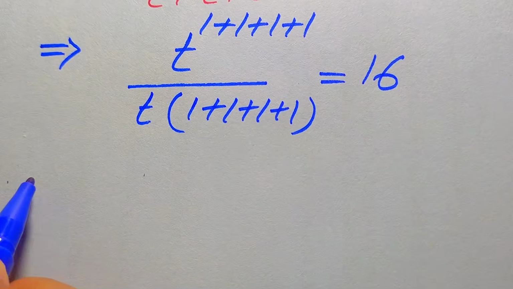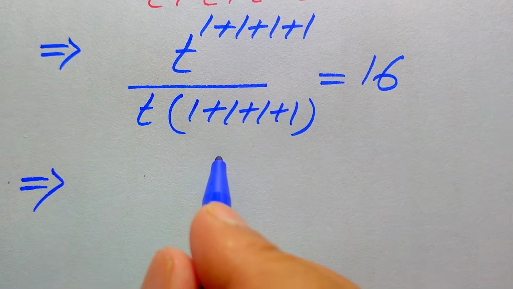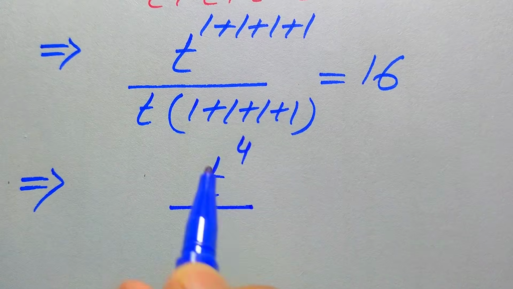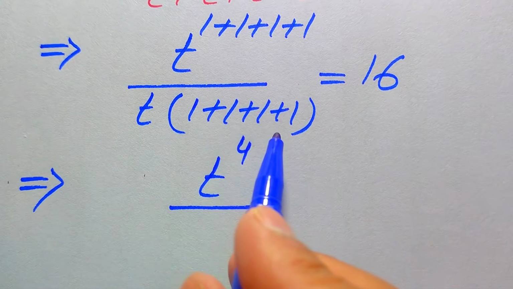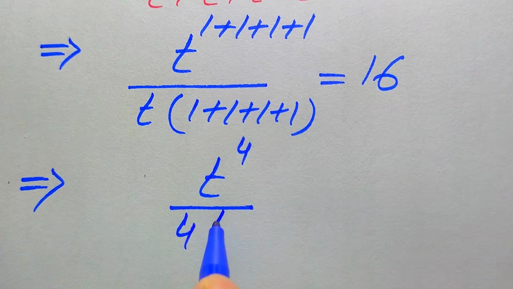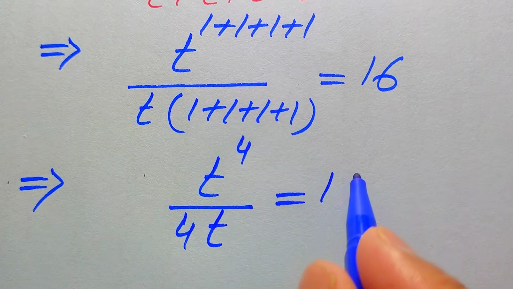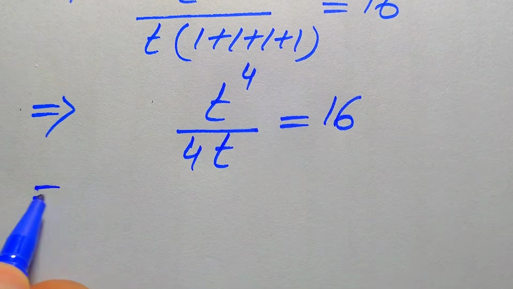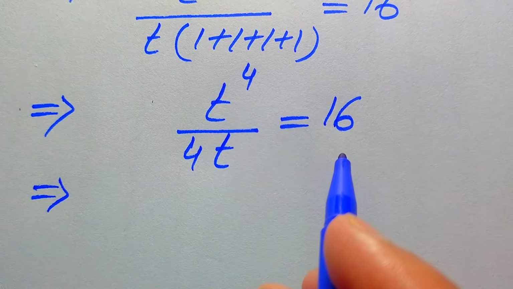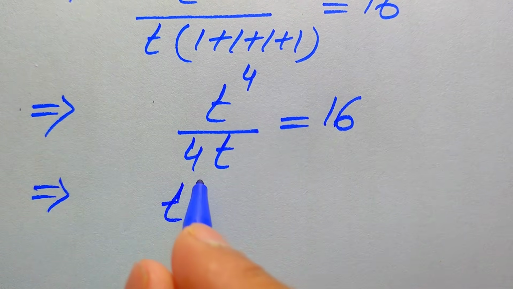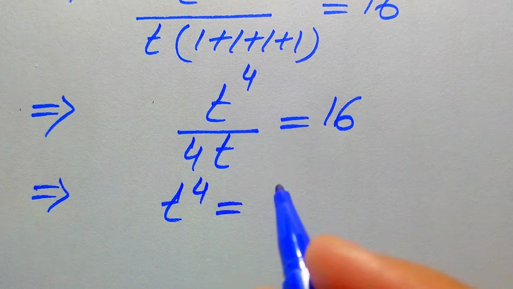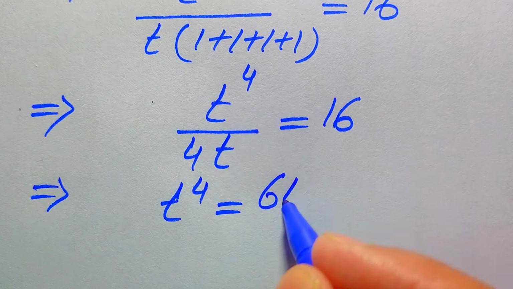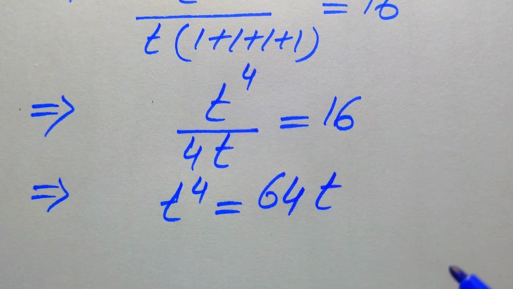And further in the next step, we need more simplification and we will obtain t to the power of 4 divided by, when we add 1 four times, we get 4 times t, is equal to 16. And further in the next step, we move the term 4t from the left hand side to the right hand side, and it will be written as t to the power of 4 is equal to, here we have 4 times 16 becomes 64 times t.